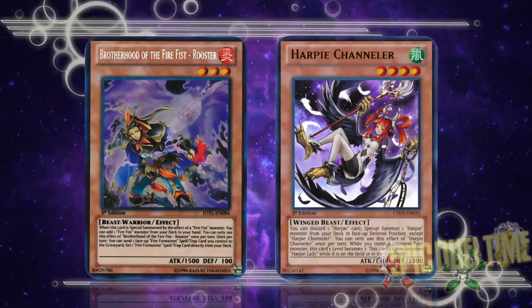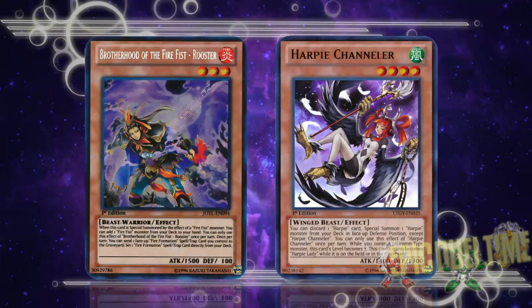Whereas if it says you can only use this effect of Brotherhood of the Firefist Rooster once per turn, I should stop omitting words there, that simply means that even if I had 3, that first effect can only be used once per turn. So let's say I have some way to special summon 3 Roosters by a Firefist monster. Only one of them's ever going to get that first effect.